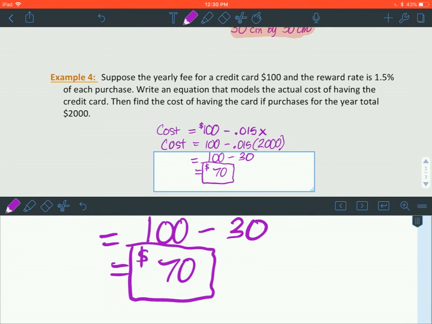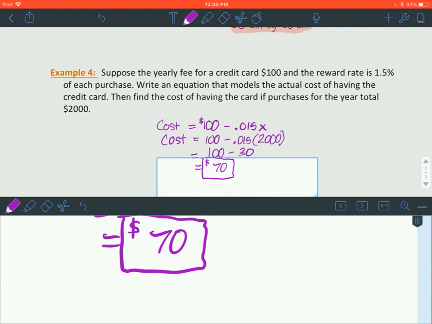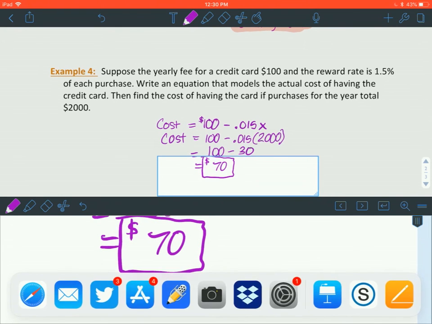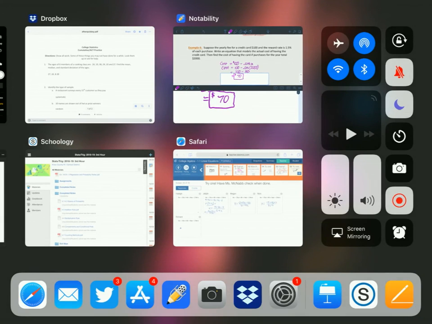So unless you're charging a whole bunch of money on this credit card, probably not a good one to have. Try some homework, see how it goes.